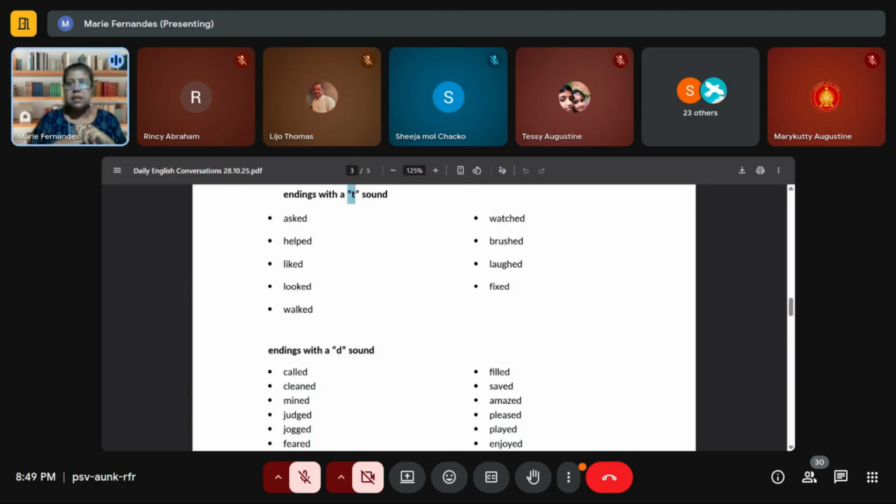Yeah, what Rincy is saying is correct. There are voiced and unvoiced sounds. Now, t is unvoiced. What the teacher said is correct, but we do not know which words are pronounced as voiced and unvoiced. That is my question.